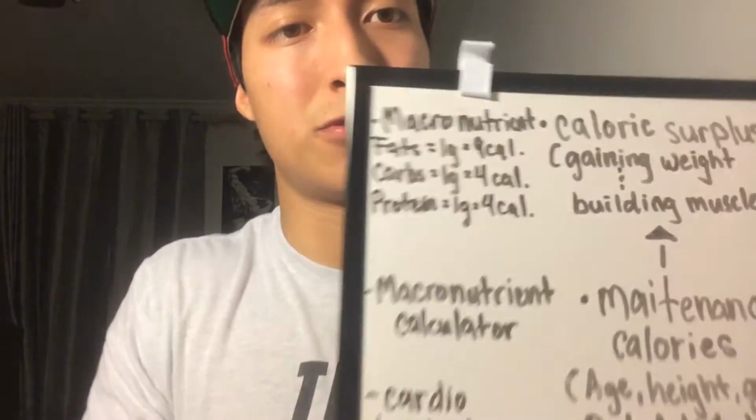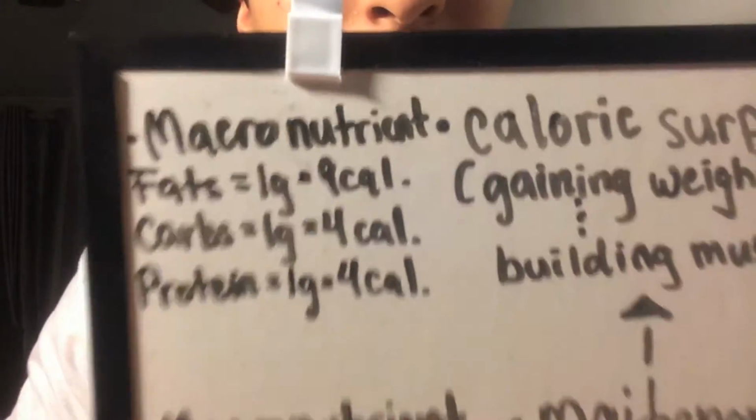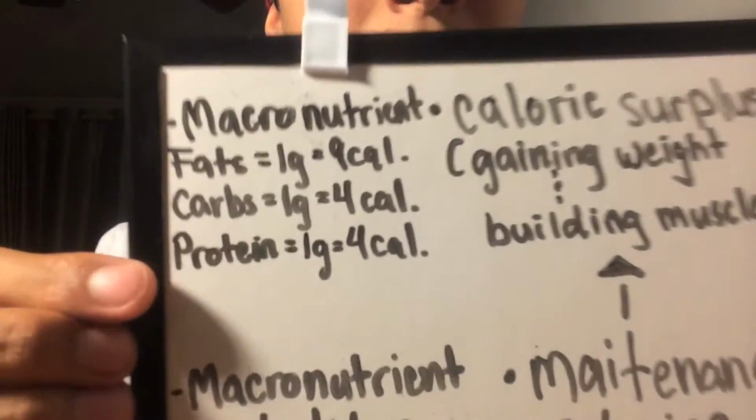Now, what's the most accurate way of tracking calories? Can you simply do the math on the calories of everything you eat? Yeah, you can. Or you can do a more accurate way, and that's using macronutrients. Your three main macronutrients are fats, carbs, and protein, and 1 gram of each of those equals a certain amount of calories. That's going to add up to your maintenance calories, or your calorie surplus, or your calorie deficit. Let me explain it a little better by showing you this.